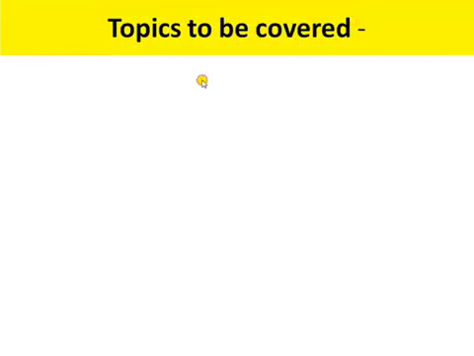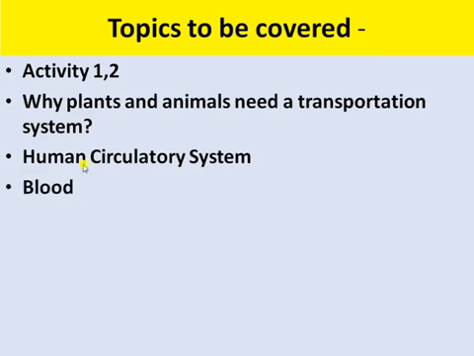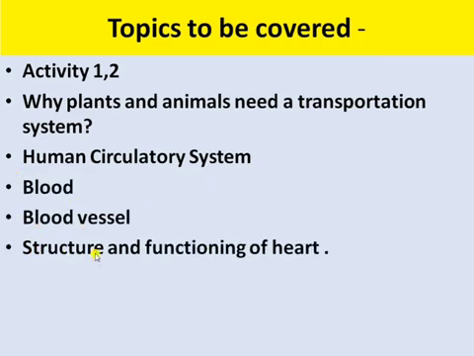So the topics to be covered in today's video lecture: the first topic is activity first and activity second. The second topic is why the plants and animals need a transportation system. The third topic is the human circulatory system. Then the blood vessels and the structure and the functioning of the heart. At last, the heartbeat topic. So let us begin this lecture with the first activity.